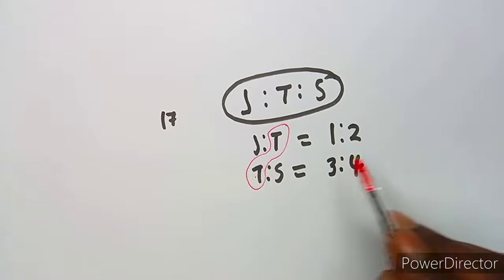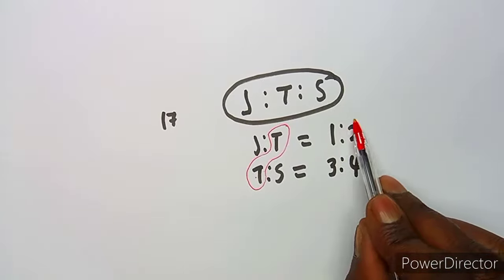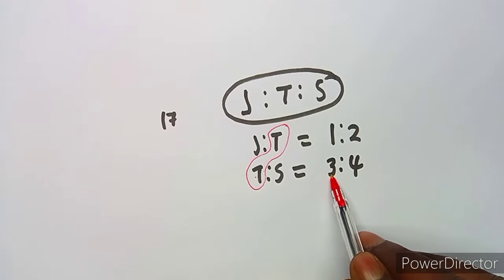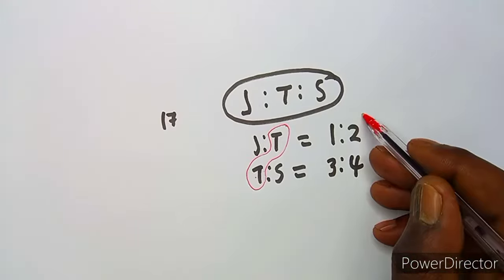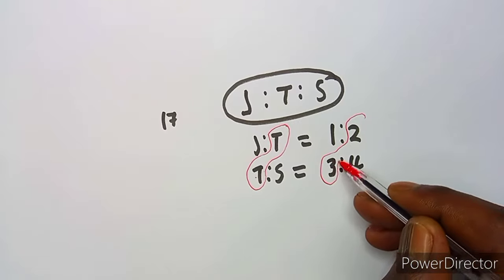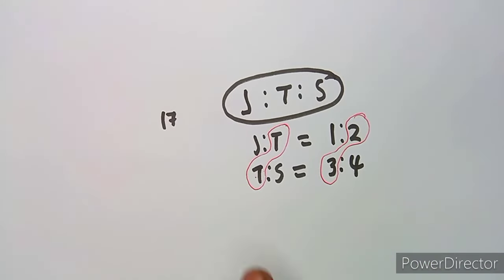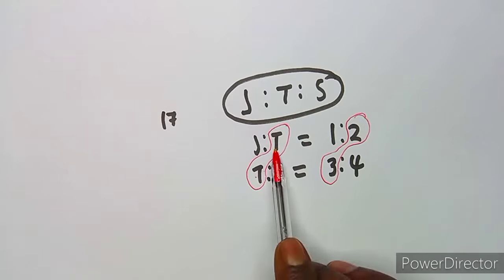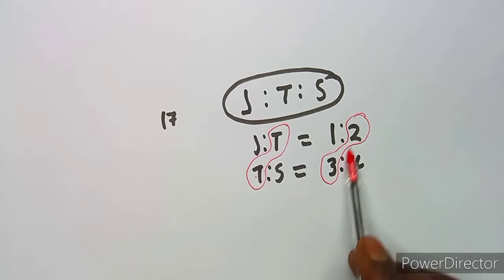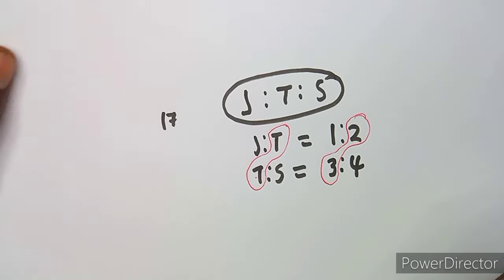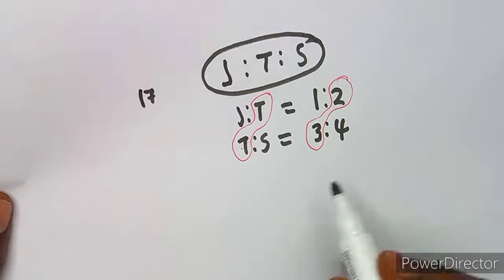But let us cross check. Here this person was given 2, here was given 3, so we must write these two numbers in terms of the same number so that we can join these ratios, because this is T, this is T, this is supposed to be the same. So this is what we are going to do. Since these numbers must be the same, how can I make these two numbers the same?